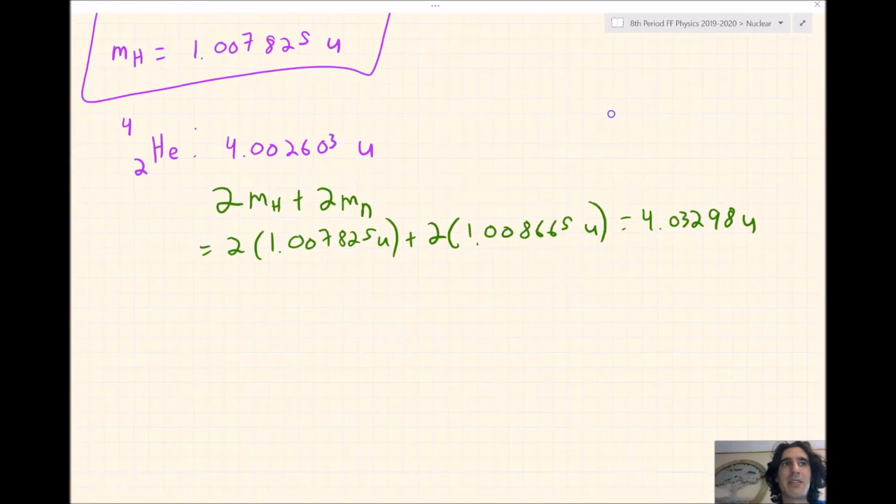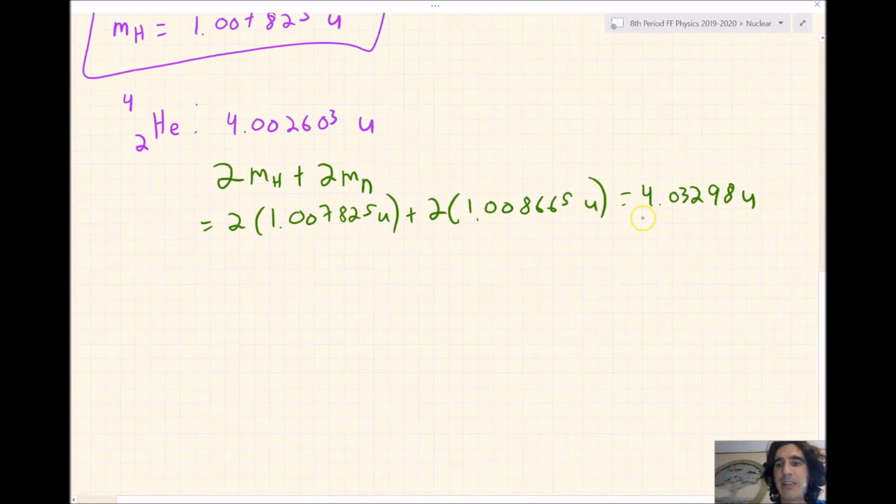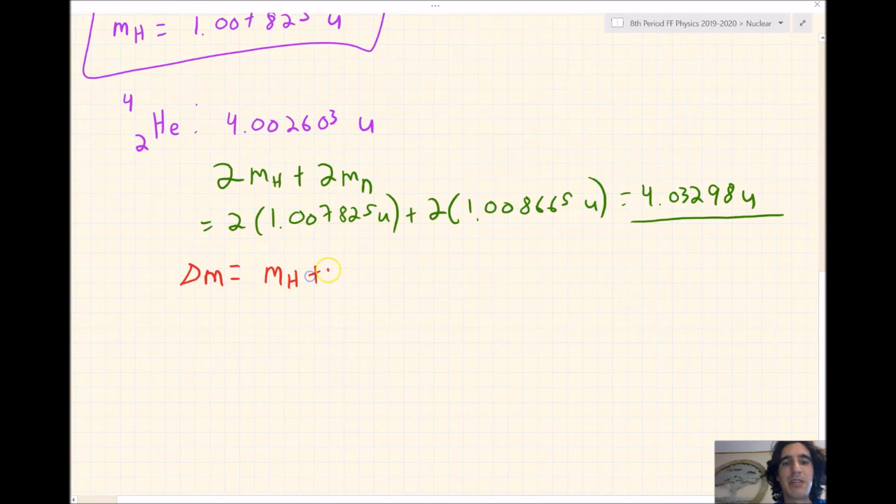What we could do next is calculate how much of that mass of the protons, neutrons, and electrons is converted to energy. So let's find the change in mass. Delta M is going to equal the sum of the mass of the hydrogen atoms, or the protons and electrons, plus the mass of the neutrons, minus the mass of helium. So that'll tell us how much of the mass went into energy.